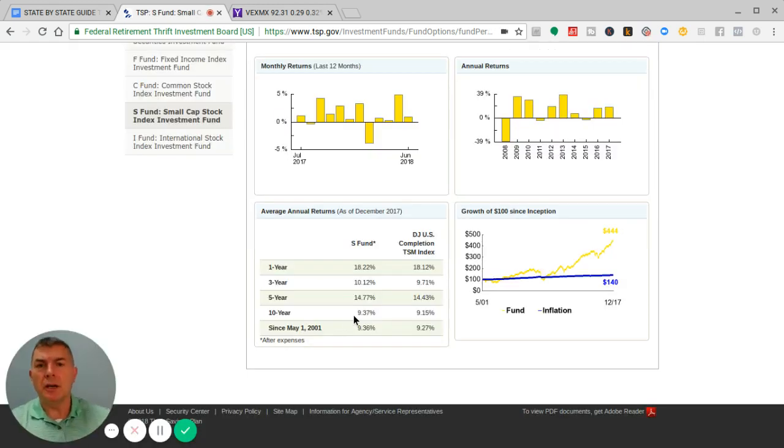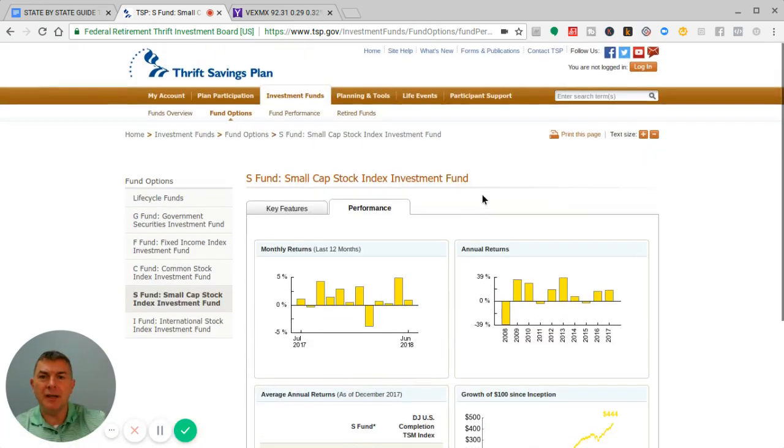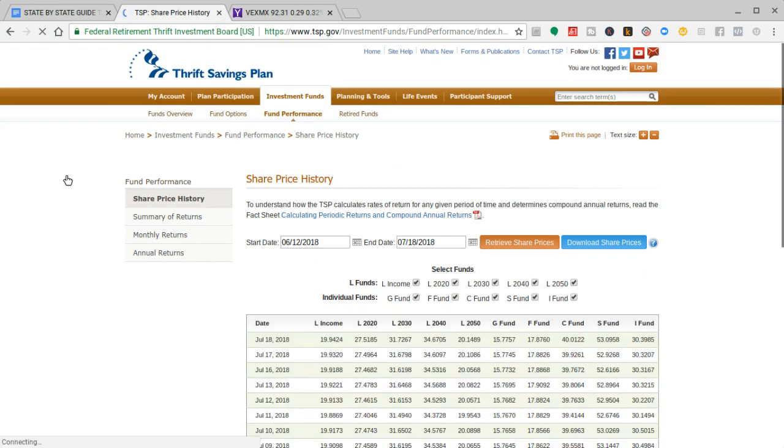9.37. So a little bit different in performance. A lot of the similarities in terms of when the markets got hammered. They both got hammered for sure. So I'm just curious to see. So let's go, if we can find year by year fund performance. I want to compare this actually.